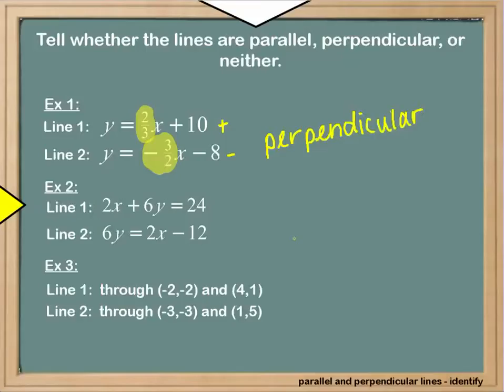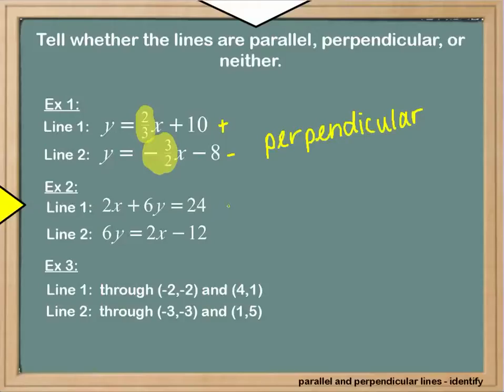Example 2 has line 1 with the standard form equation 2x plus 6y equals 24. Line 2 has an equation of the form 6y equals 2x minus 12. In order to tell whether lines are parallel, perpendicular, or neither, we're going to get both of these equations into slope-intercept form.